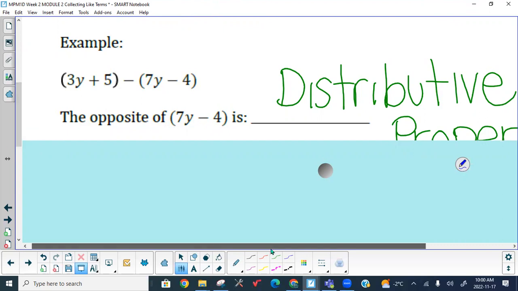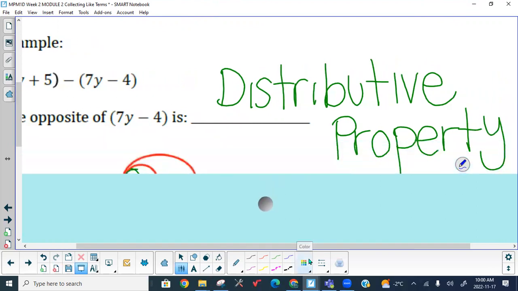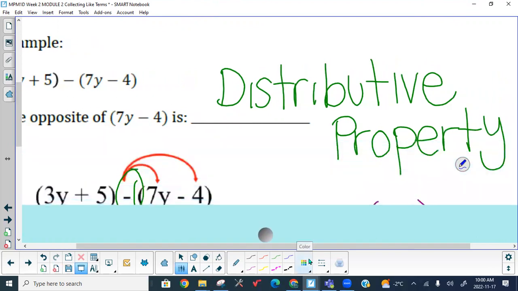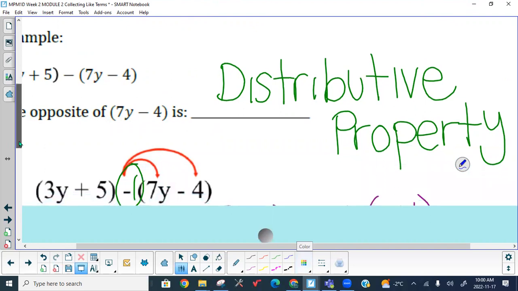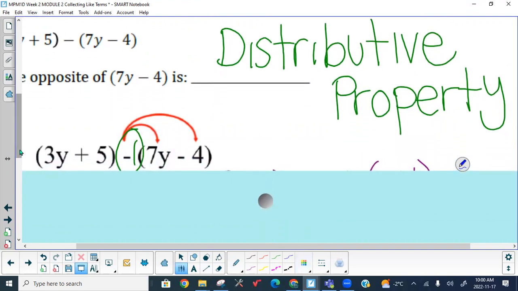What I want you to stick to from now on is called the distributive property. I'm taking that negative inside of the bracket, and I want you to draw arrows from that -1 to the 7y, and another arrow to the -4. So we're drawing 2 arrows, and what we're going to do is distribute that -1 to everything inside the brackets.